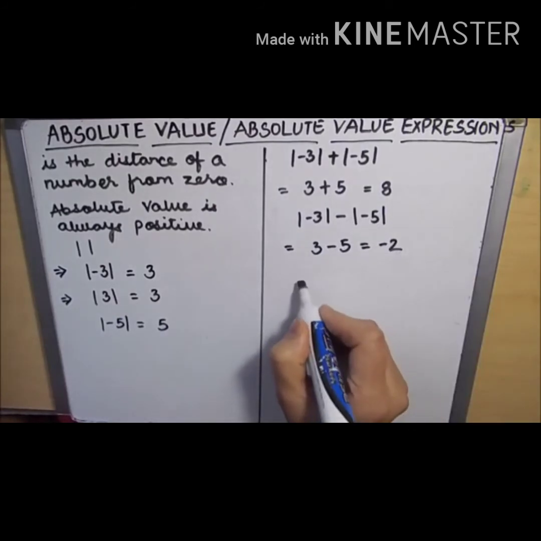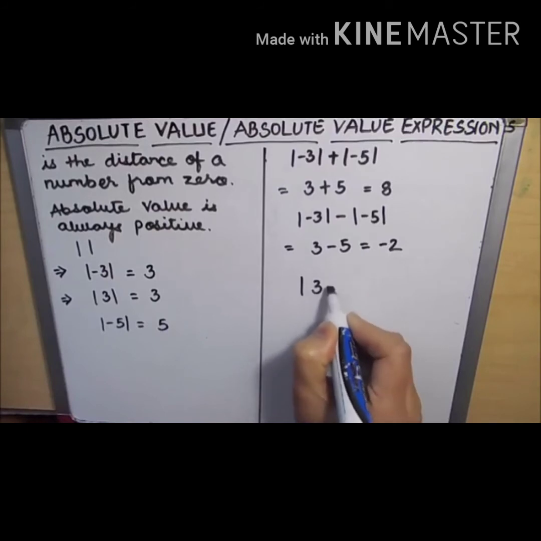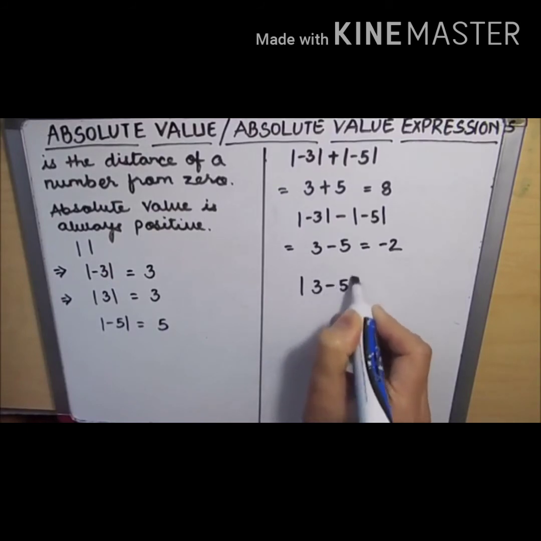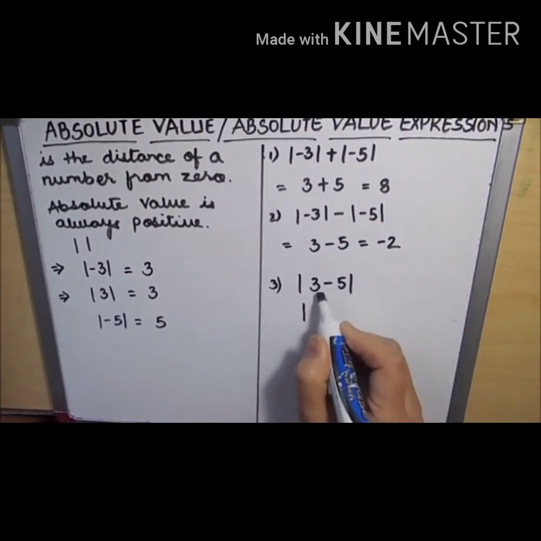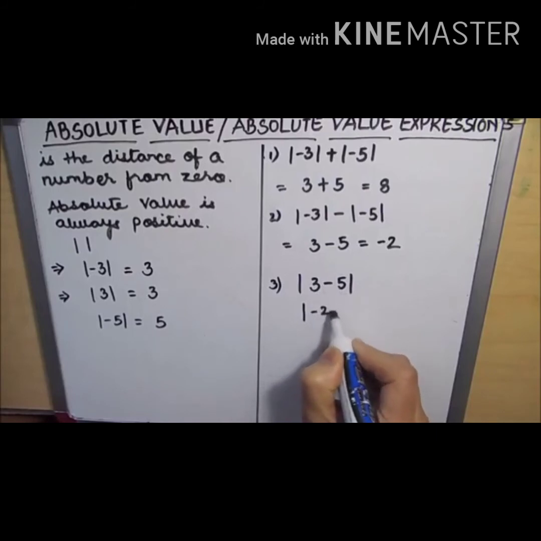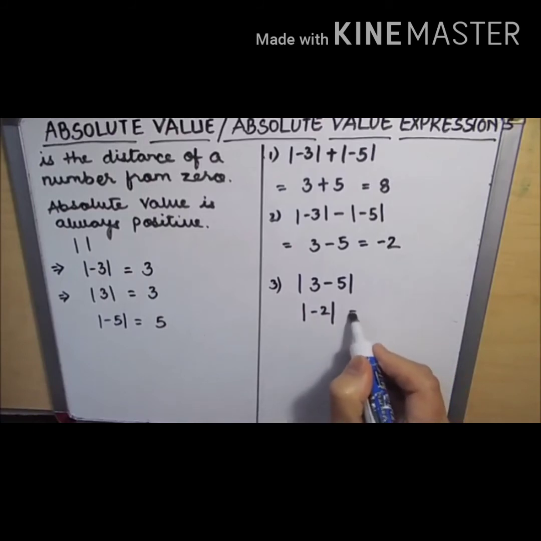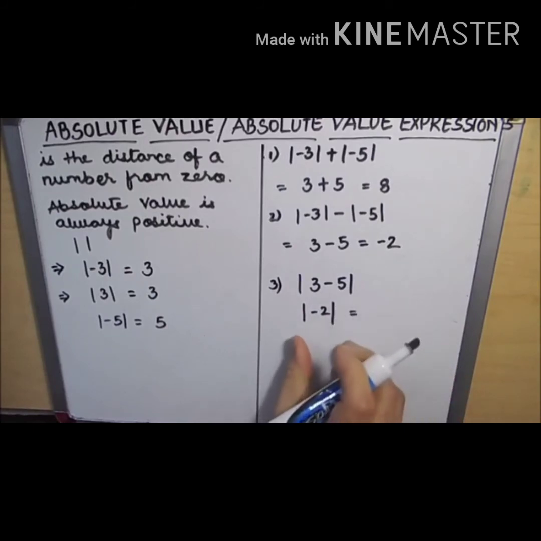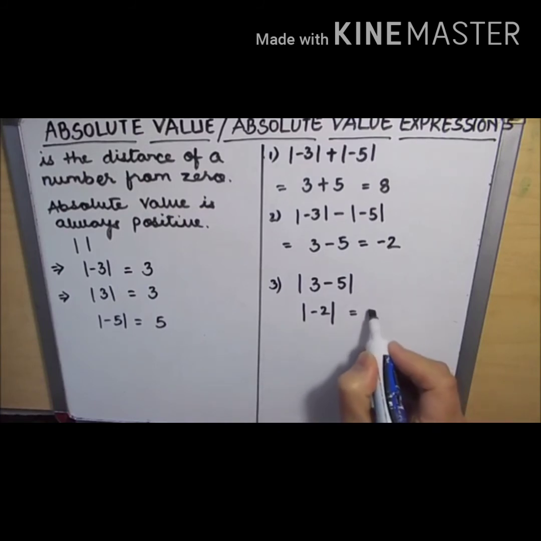Let's solve one more expression in which we have numbers like 3 minus 5. What is the absolute value of this expression? If we solve this expression, we get 3 minus 5 as -2, but the -2 is inside the absolute value sign. So after finding the absolute value of this -2, we get +2 as our answer.